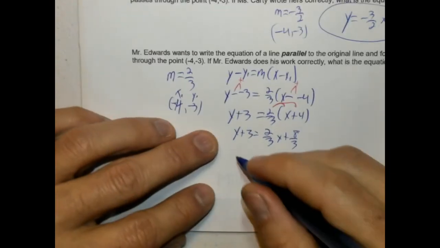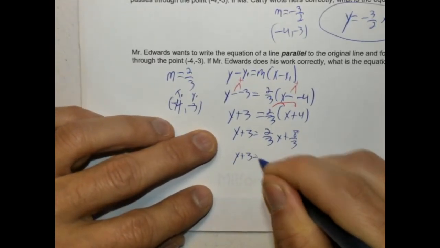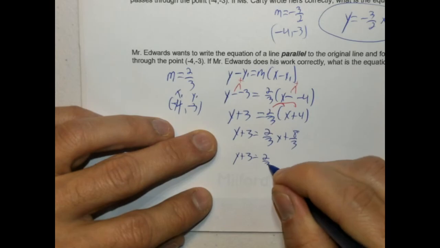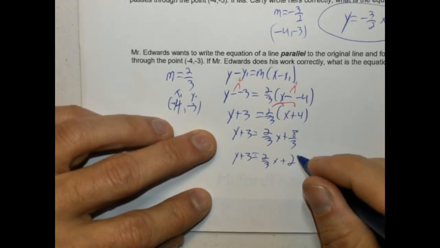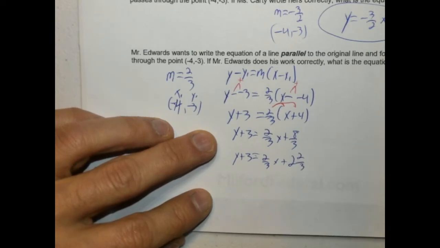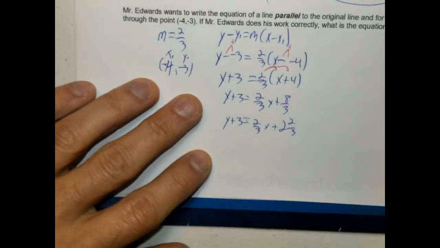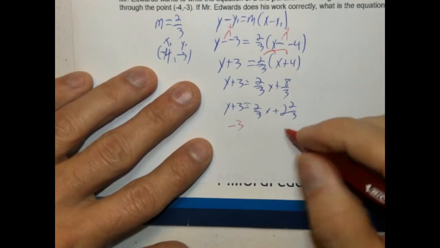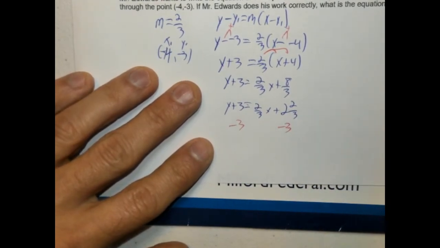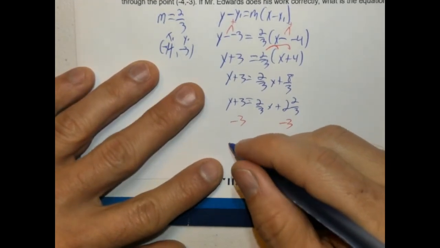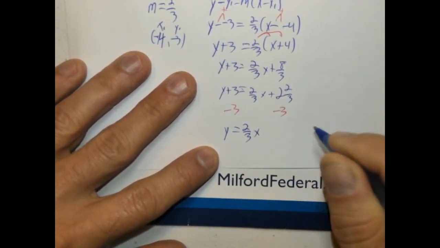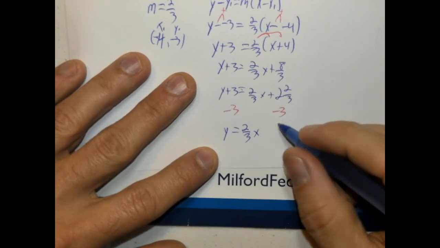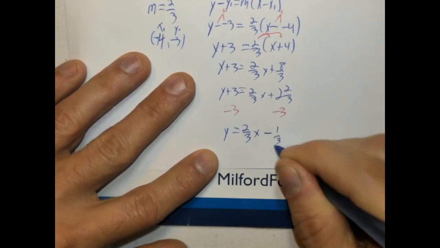which is going to be, let's simplify that, y plus 3 equals, let's change that to a mixed number, 2/3 x. 8 over 3 is going to be what? That's going to be 2 2/3, I think. Yeah, okay, I think that's right. And then we're going to get y by itself, so we're going to subtract 3 from both sides. Leave it to Mr. Edwards to have a fraction for the y-intercept, huh? Oh, tricky Mr. Edwards. All right, so y equals 2/3 x, 2 2/3 minus 3, that's going to be -1/3.